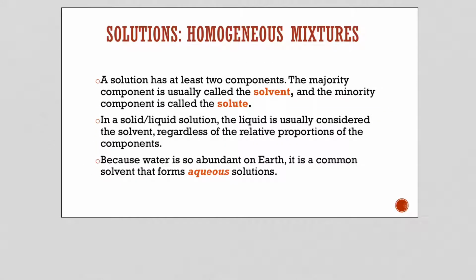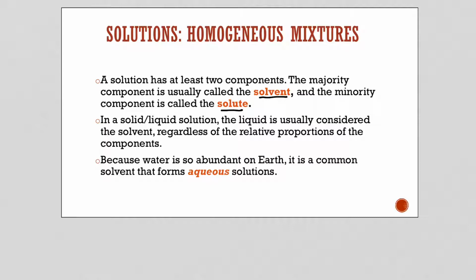Now, let's define some of these terms that we've been talking about. First of all, we mentioned that a solution has at least two components. We have the majority component, which is called the solvent, and we have the minority component or components, which is the solute, right? There can be multiple solutes, but only one solvent. And again, the phase of the solution itself is going to follow the phase of the solvent.